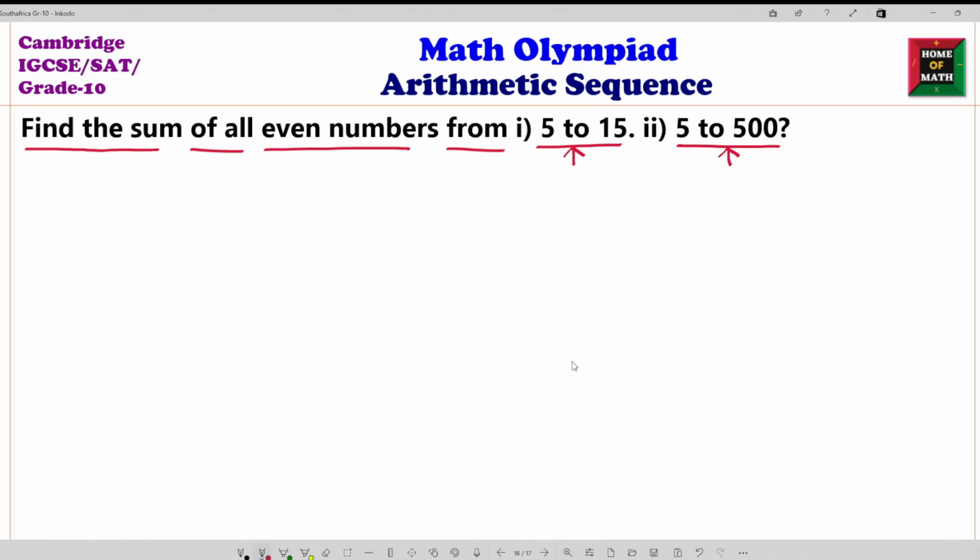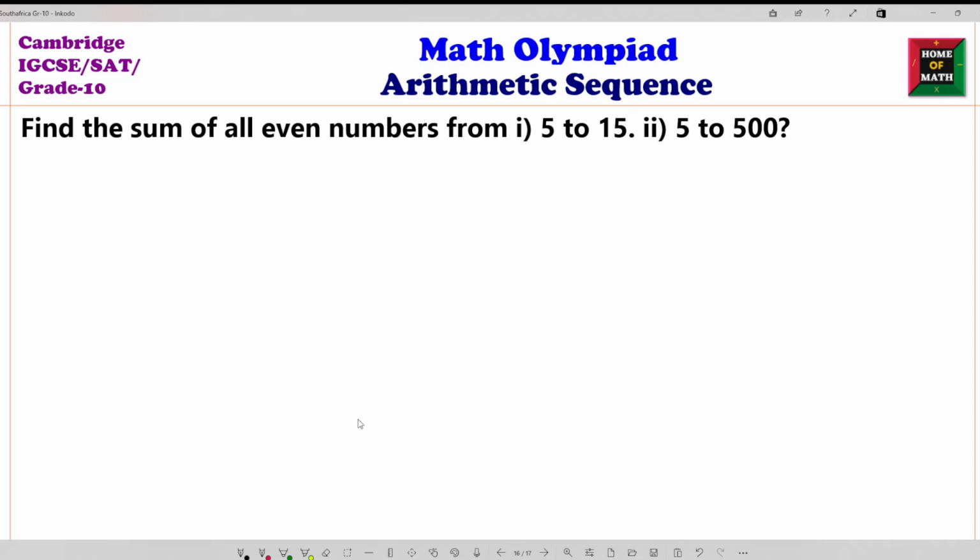Today we are going to solve a problem based on arithmetic sequence. This kind of problem is very important for Math Olympiad or any competitive examination. Let's start.